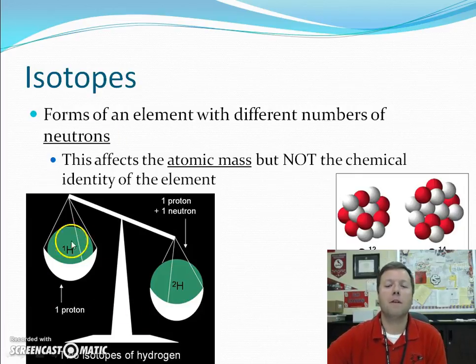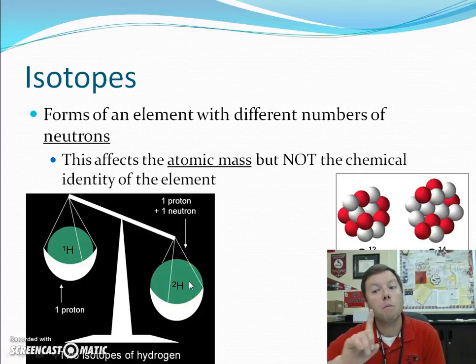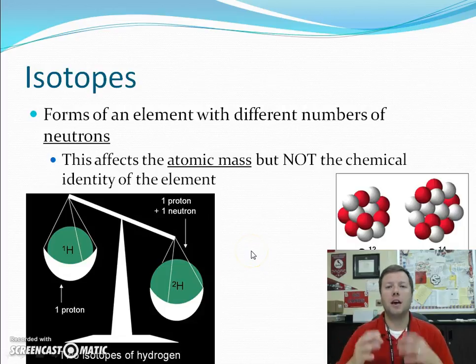Here's an example of isotopes of hydrogen. You got this one with one proton, no neutrons. All of a sudden you add an extra neutron. Well, it's still hydrogen. There's still one proton, but you've doubled the mass. Remember earlier I said that they have approximately similar sizes, so they each weigh 1 AMU, or atomic mass unit.